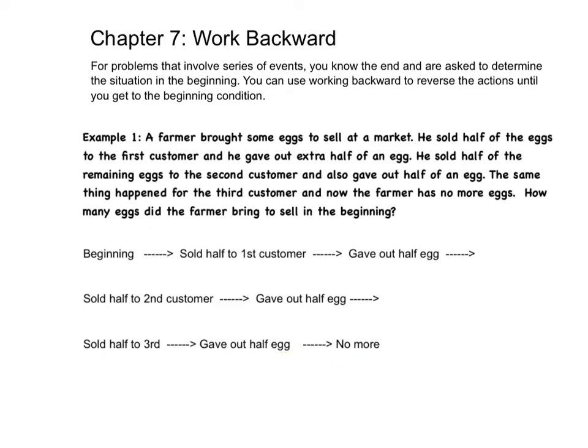Okay, so let's work backward. So at the end, he got no more, meaning he got 0. And then one step backward. That 0 was obtained after he gave out half of an egg. So before he gave out half of an egg, he must have had 1/2 of an egg. And that was after he sold half to the third customer. So before he sold half to the third customer, he must have had 1 whole egg.